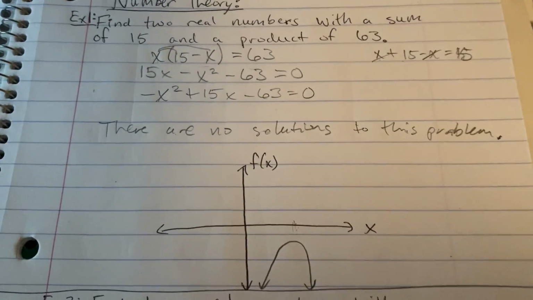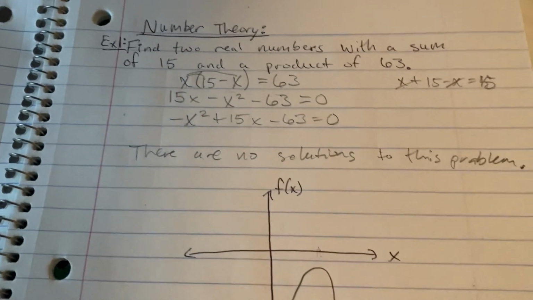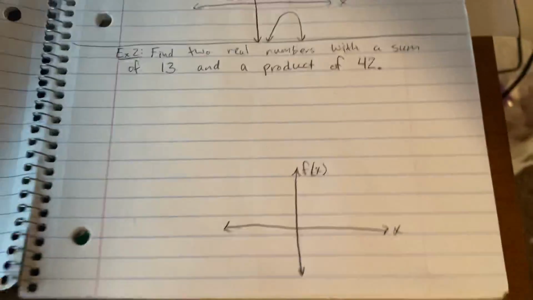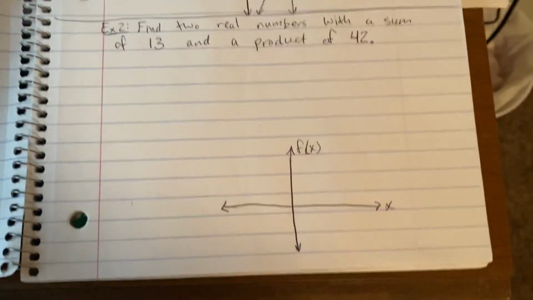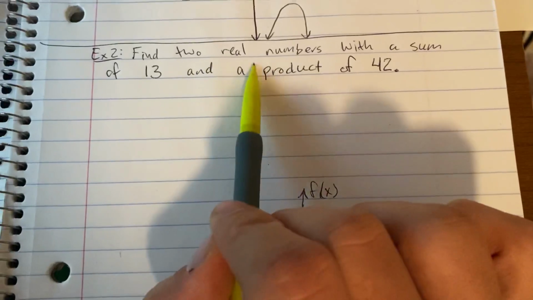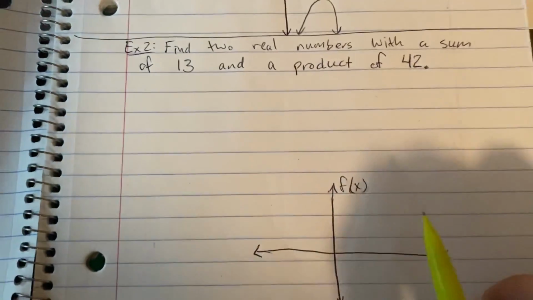So some problems are going to be like that. There's not always going to be an answer to a problem like this. So we're going to do one last example of a problem exactly similar, and we're going to see if this one does have answers. Find 2 real numbers with a sum of 13 and a product of 42.